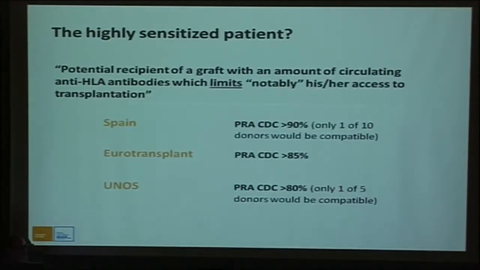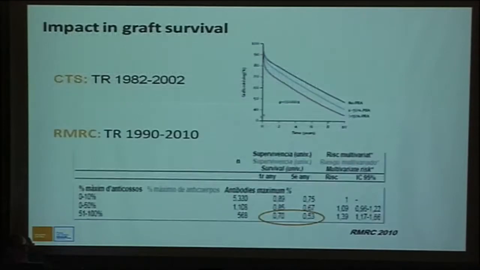And Eurotransplant is a European organization with 7 countries. Spain is not in Eurotransplant; it has its own. We have our own programs, our own donor procurement system, etc. But Eurotransplant, which is a joint of 7 countries, has this 85% definition.